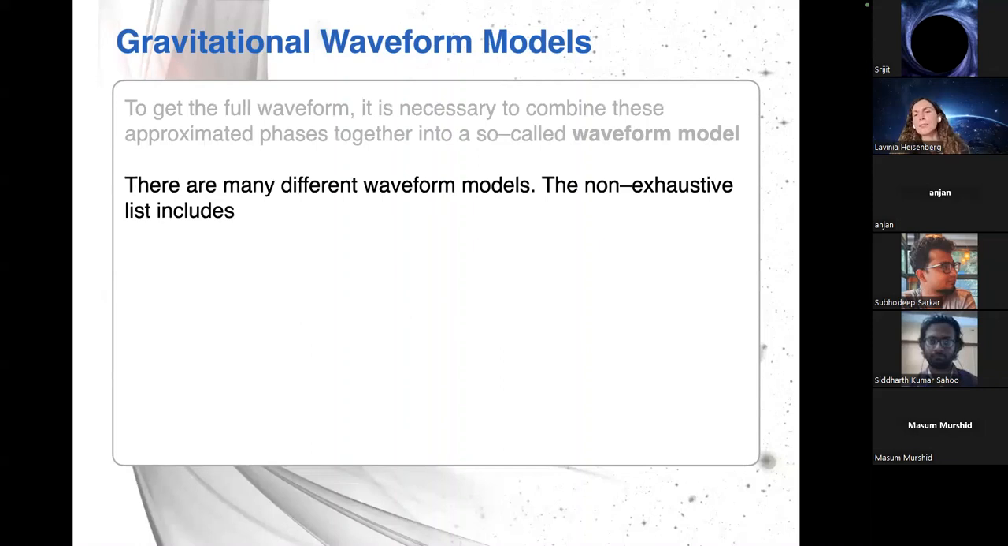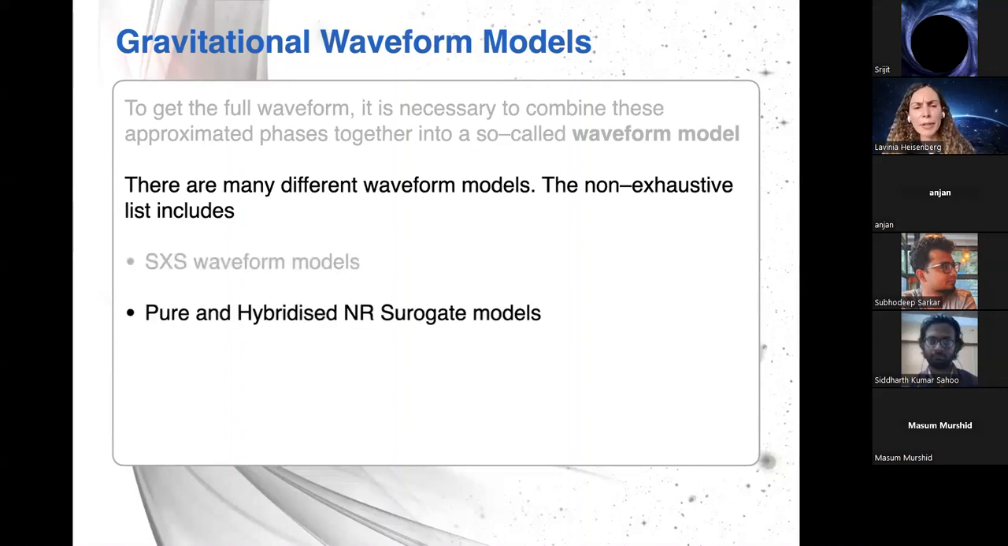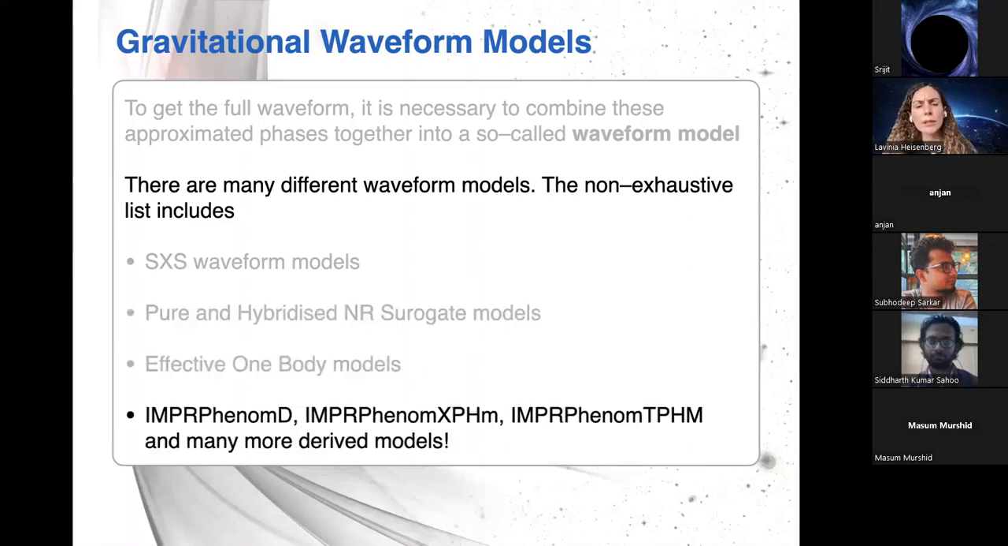I'm giving here some list. This is, please, not exhaustive. So if I don't mention your favorite waveform model, please excuse me. I'm just trying to give you examples. For example, there are these SXS waveform models. Then there are these pure and hybridized NR surrogate models, effective one-body models, and some phenomenological models, and many, many more models derived from them. And they all use different techniques and approximations in order to get the waveform.